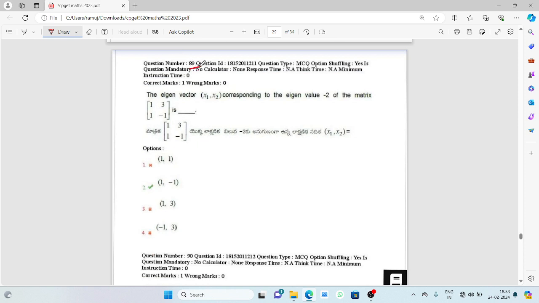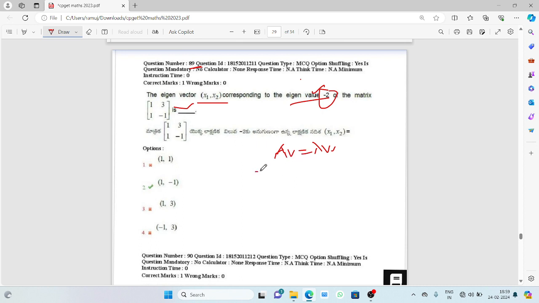The 89th one is the eigenvector of A, (x1, x2), corresponding to the eigenvalue minus 2 of a matrix. He provided one matrix and he is asking about the eigenvector corresponding to eigenvalue minus 2. So how can we proceed? Whenever finding an eigenvector comes up, we can write A v equals lambda v, where v is the eigenvector. By using that I can find it directly.